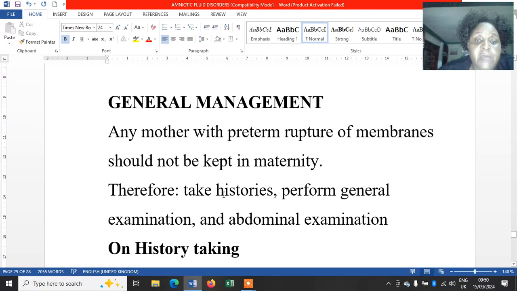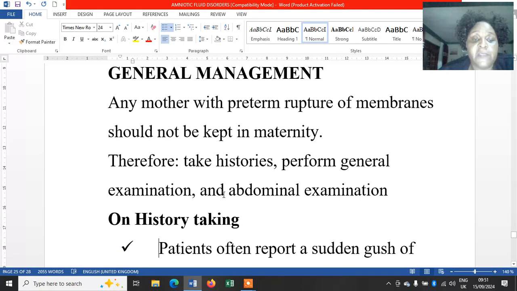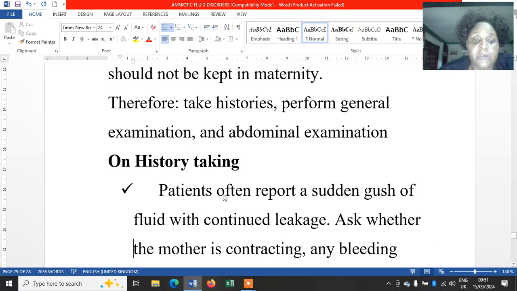So for the general management, the mother with preterm rupture of membrane should be kept in a maternity. Why? Because any time labor is going to start. So we do the general examination plus the abdominal examination. We can also assess the degree of cervical dilatation.